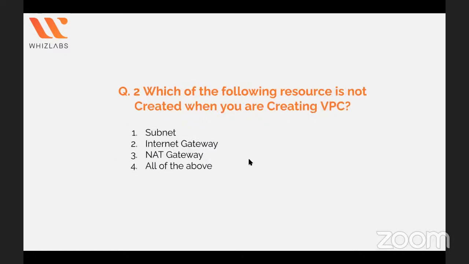Okay, the answer to the second one was all of the above. When you are creating a VPC, not a single resource from this list is created by default. It only creates the route table and your CIDR part, with DHCP options and all. So none of the options are created, and the correct answer was all of the above.